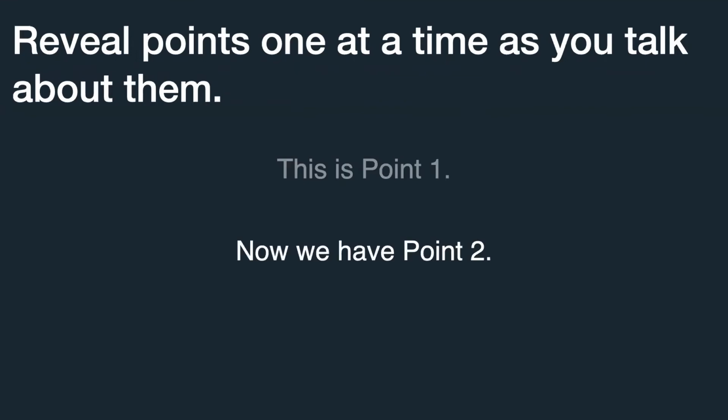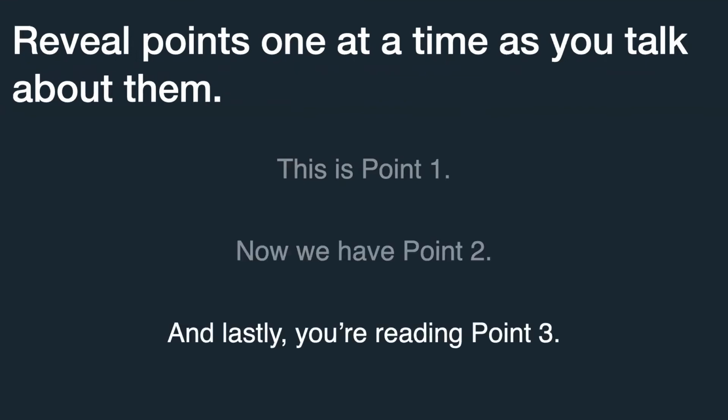And I think you've probably seen me doing this already in this presentation. So we have point 1, and now we have point 2. And lastly, you're reading point 3. By doing it this way, I make sure that I'm presenting one idea at a time, one idea per slide. And I like to fade out my previous points just so the audience has a touchstone, and so that I know where their attention is at.